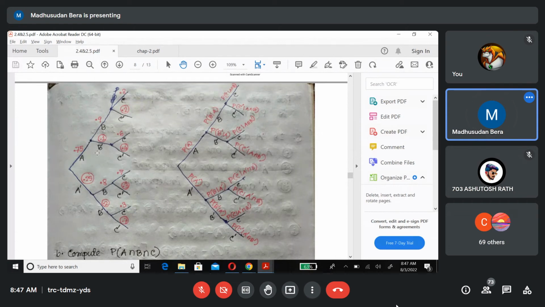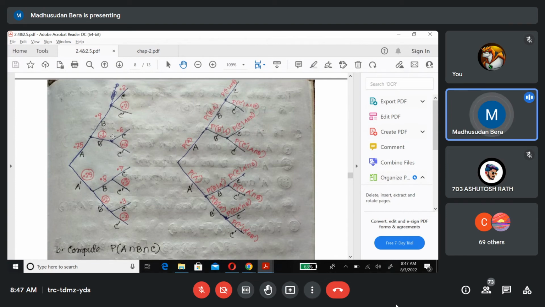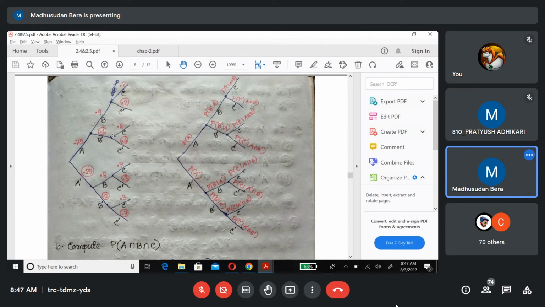Suppose P of A intersection B dashed intersection C dashed. A, B dashed, C dashed: 0.75, 0.1 into 0.4. That is the probability of A intersection B dashed intersection C dashed. That way you can remember. Is this okay? How to remember the thing? Yes, sir.